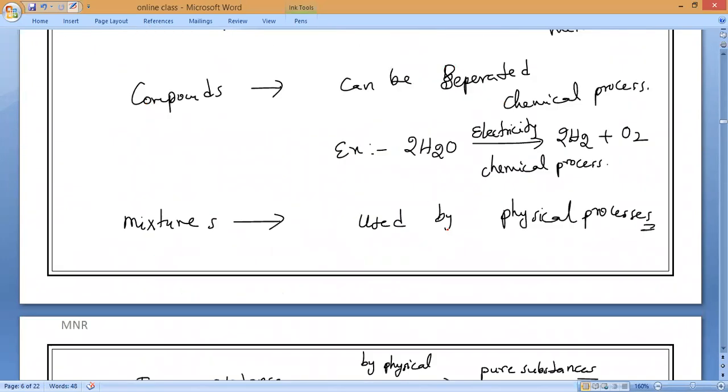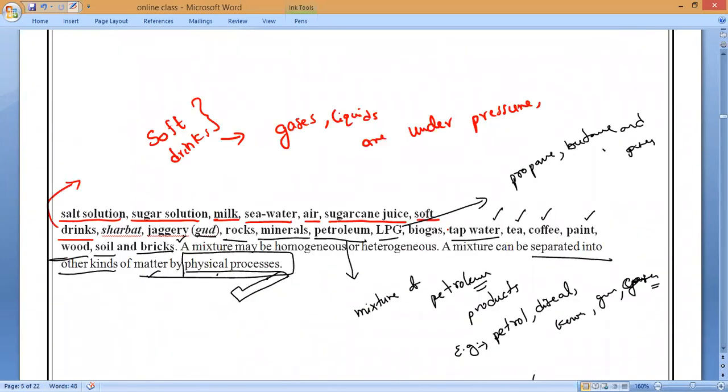Now, I have taught you so many examples for mixtures. Can anybody tell me what are the examples of mixtures? Everybody? Yes, please see here. What are the examples of mixtures?